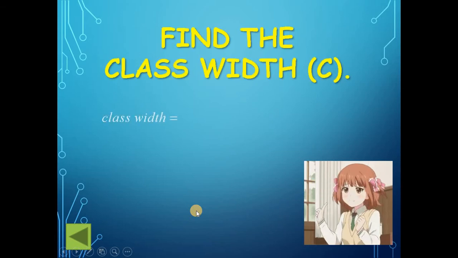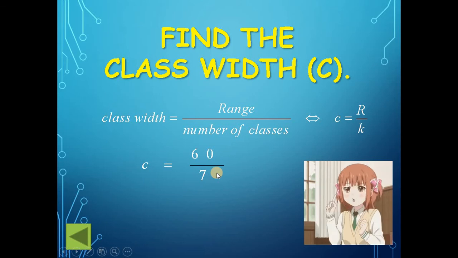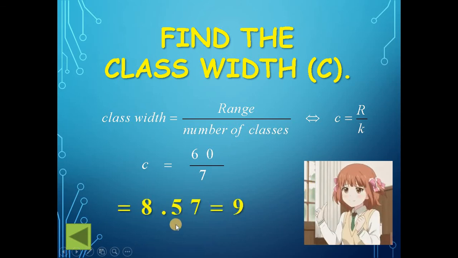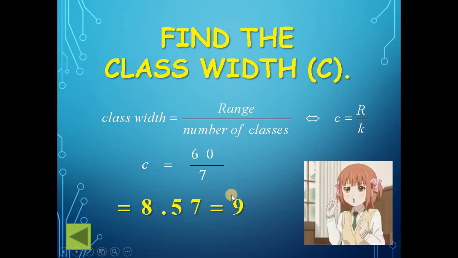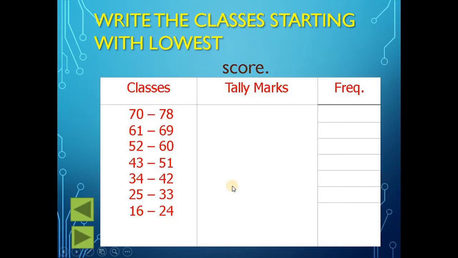So the formula we are going to use is C is equal to 60 over 7, since our number of classes is 7. Okay, so equal to 8.57, or approximately equal to 9. So 9 is our class width. So when do we use 9? So let's continue. We use 9 in our classes.